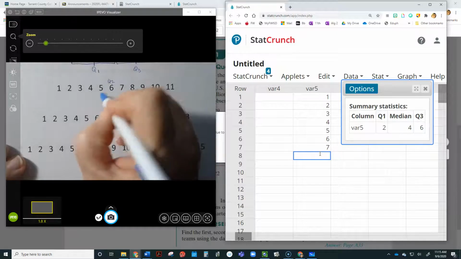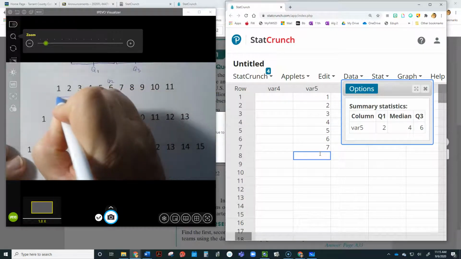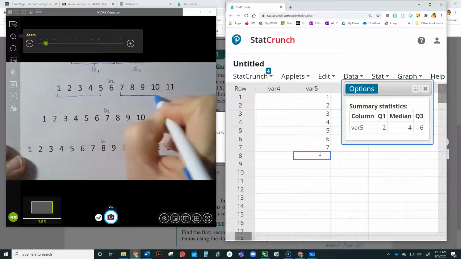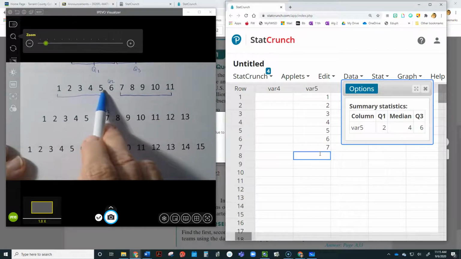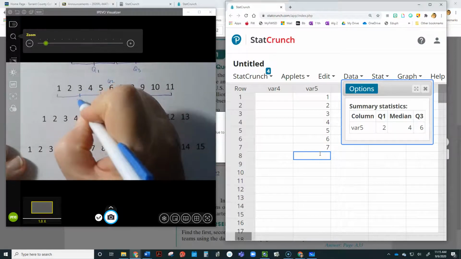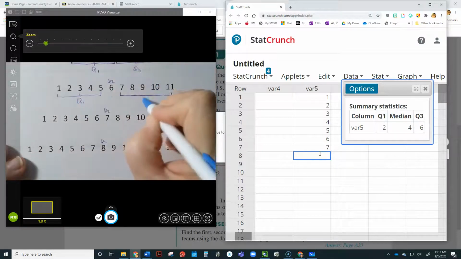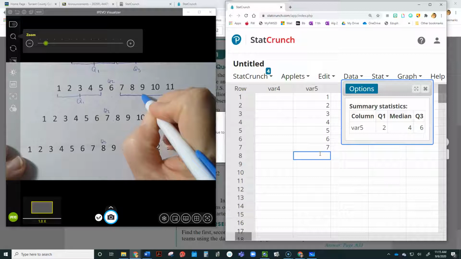And this one is not going to use the 6 in the two data sets. The reason it's not going to use the 6 is because if we leave the 6 out, we get a nice even middle number.